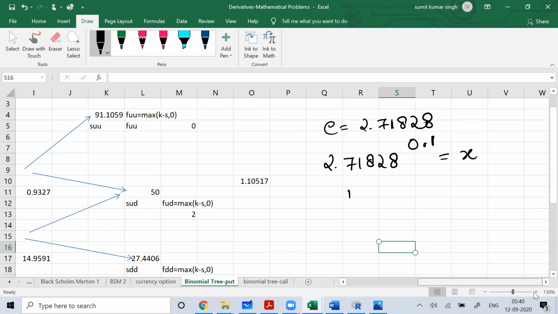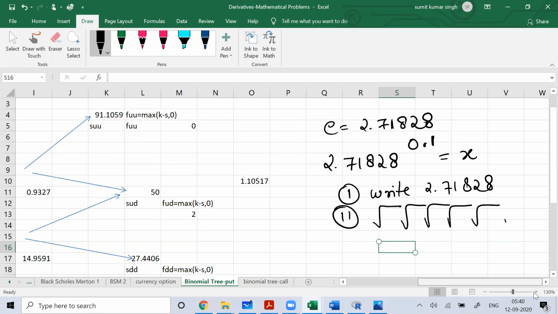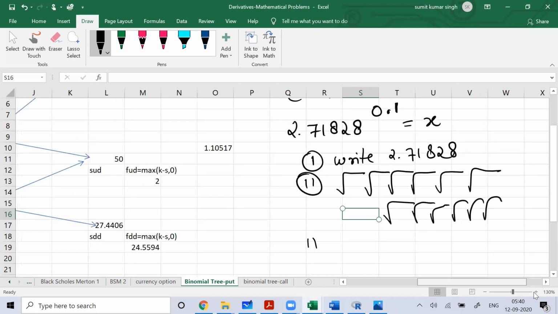In a normal calculator, first write 2.71828. Then press square root 12 times, 1 2 3 4 5 6 7 8 9 10 11 12. Okay, this is the second step. Third step, do -1. After that, whatever answer you get, do -1 and then equal to.